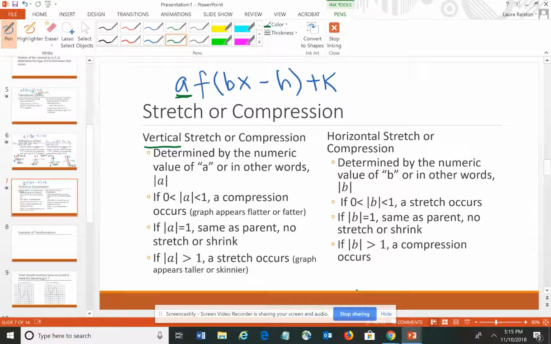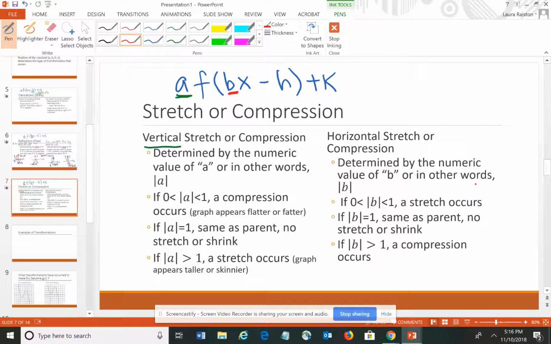If it's equal to 1, nothing's happening. If it's greater than 1, there's a stretch. Think about like stretching a rubber band. If you try to stretch a rubber band, it gets taller and skinnier. Or think about yourself. If we were trying to stretch you, you would get taller and skinnier. But if we tried to compress you, you would get shorter and fatter, unfortunately. So the vertical stretch or compression is determined by A. The horizontal stretch or compression is determined by B.